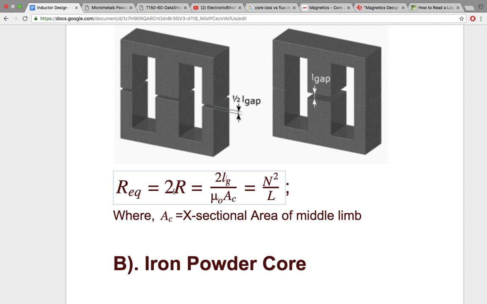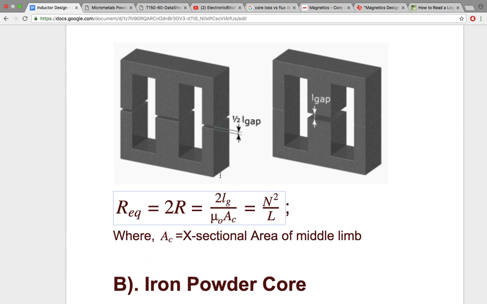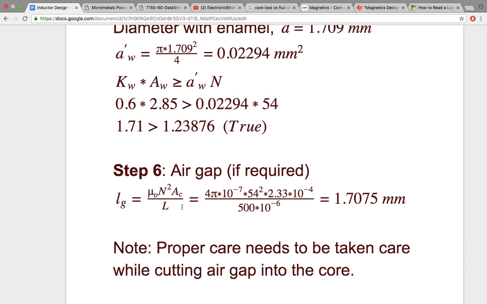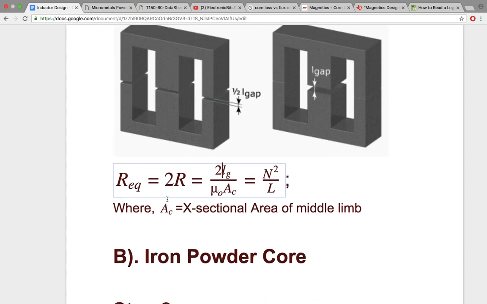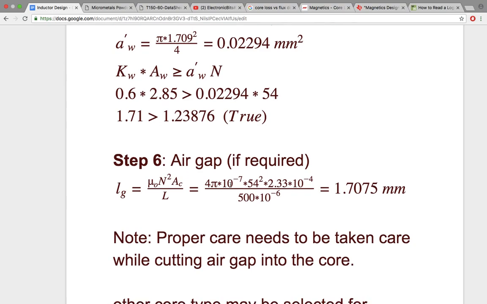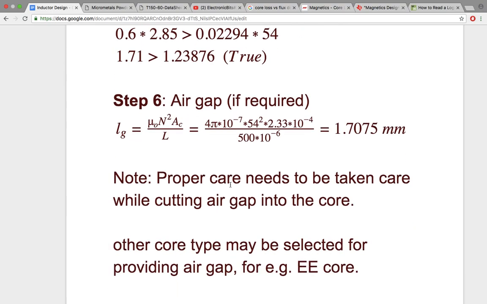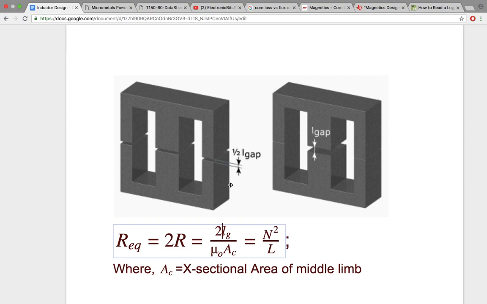So the equivalent reluctance is nothing but twice the reluctance of the central part. In that case, you can write the equivalent reluctance as n square by L. The interesting thing here is that the air gap formula we used is not exactly the same; it's divided by 2 here. So whatever air gap formula we showed there, we will get half of the air gap. Let's say there it was 1.7 or something.